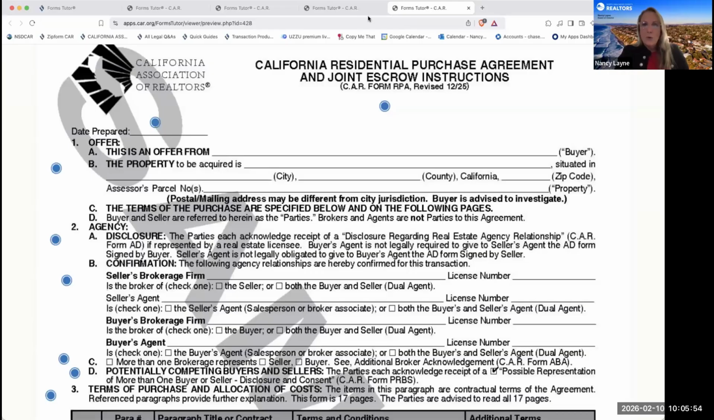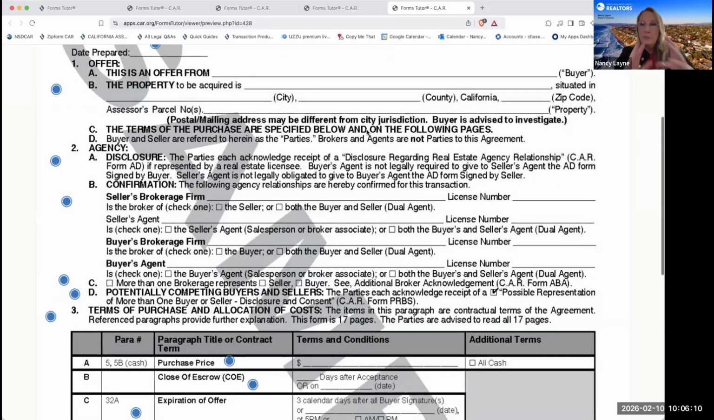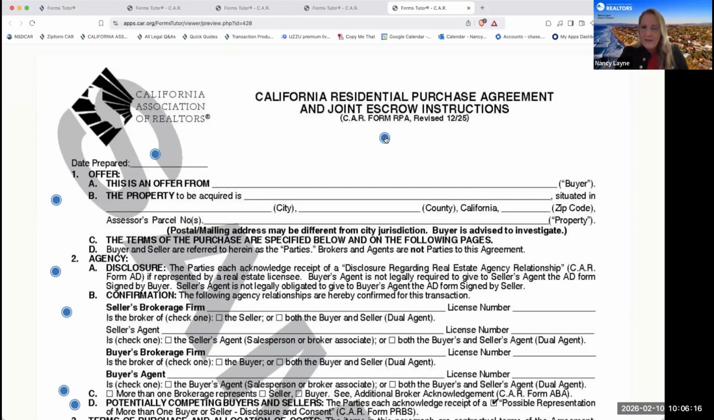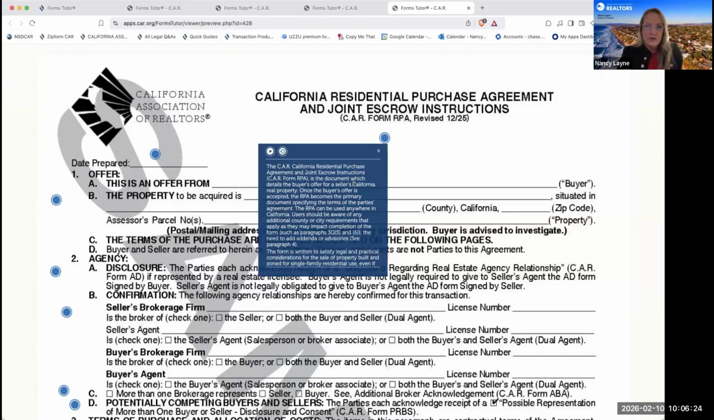Okay, so what I've done here is pulled up, and I strongly suggest that you utilize this as a learning tool, the Forms Tutor on the CAR website. I pulled it up because it has a really good, big, blown-up version of the forms. If you'll notice these little blue dots, they have the legalese, the CAR explanation of what that is. So this will say, this is the joint escrow instructions, a document which details the buyer's offer. It's very legalese. I'm going to do it a little bit more peopleese.